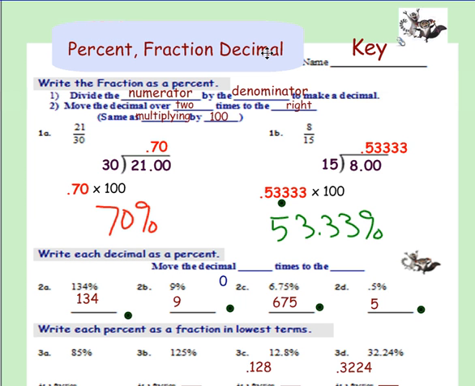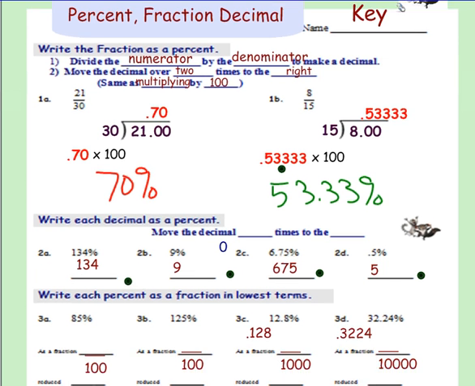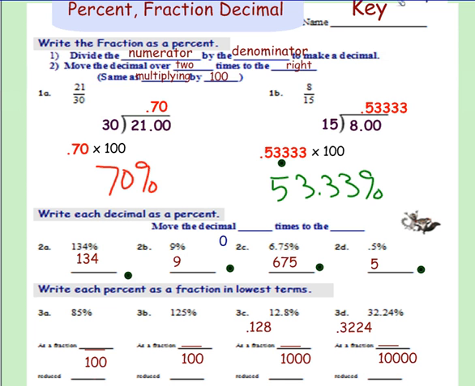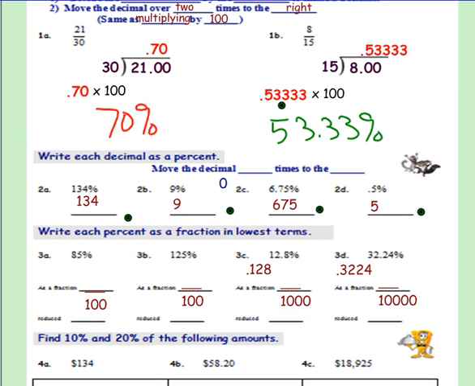So numerator divided by denominator. Calculator is going to be a little bit quicker, but the old school method is actually do the division. And then you just got to multiply by 100. So the easy step right here is just remember to move it, move it.